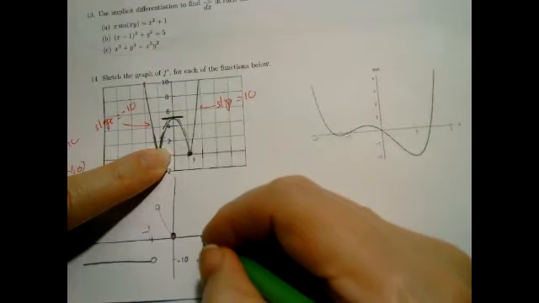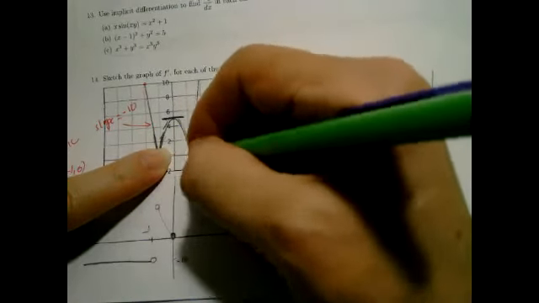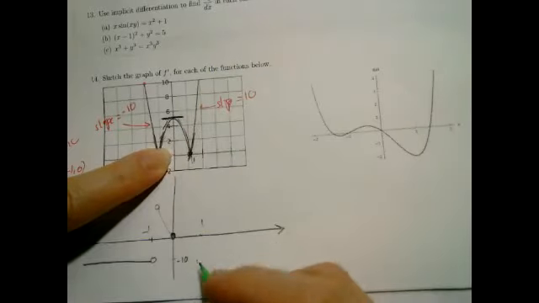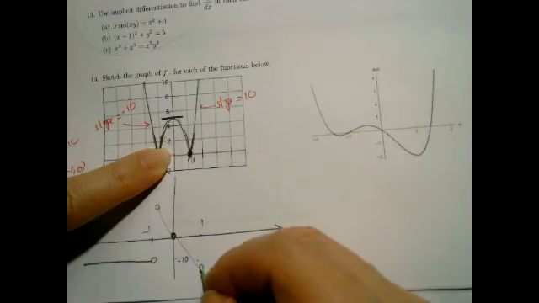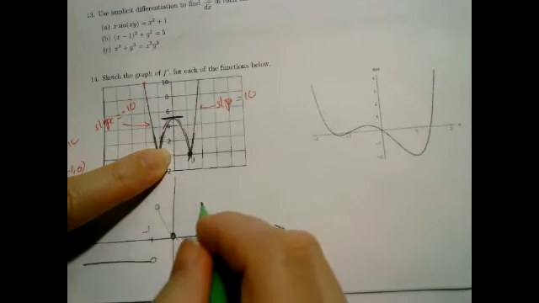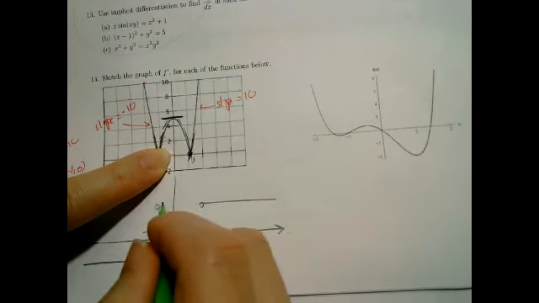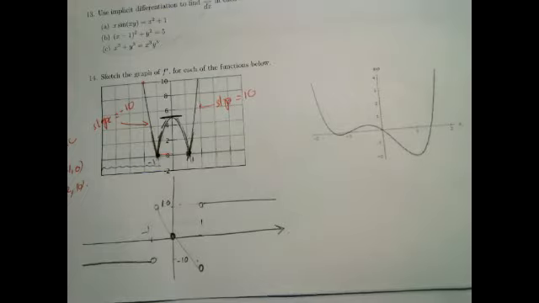And at 1, it's not differentiable because the slope from the left and the slope from the right are very different. So up to here, it's going to go down somewhere, open right there at 1, and then it's going to jump all the way to 10. Up to here to 10. So that's going to be the graph of my derivative.